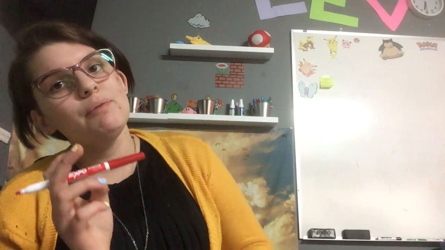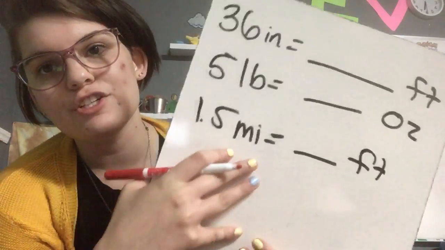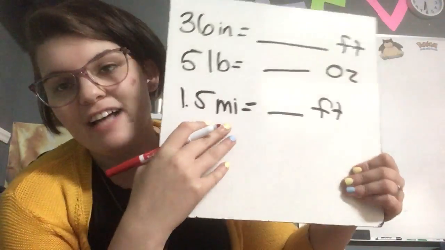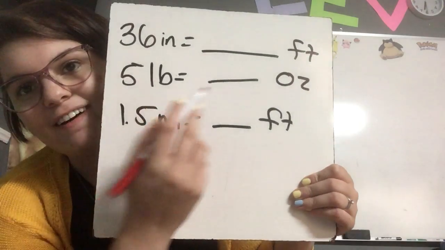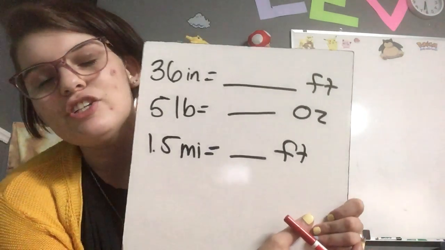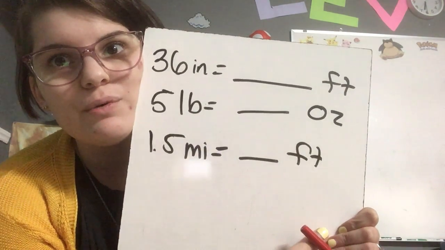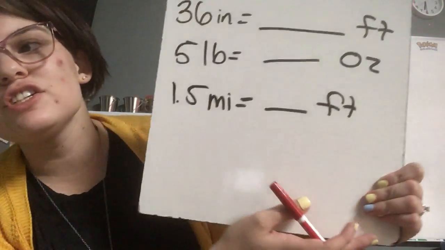So let's look at these. I currently have 3 on my board that I will show you. They are 1, 3, and 5 on our worksheet because my brain, when it has columns, goes down the columns, not across. All right, so let's look at 36 inches equals how many feet? How are we gonna find this out, you ask? Let's look at our conversion chart.